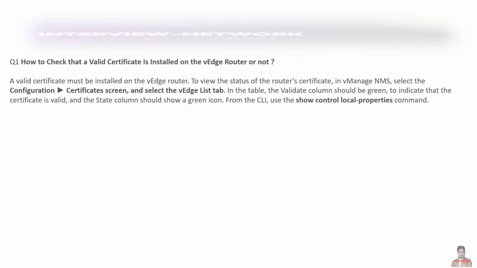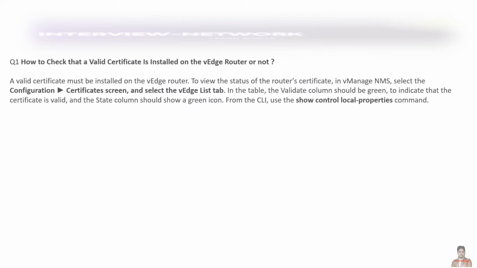In the table, the validate column should be green to indicate that the certificate is valid, and the state column should also show a green icon. So why vManage? You can log into vManage and follow this instruction, where you can see a green box, a green tick, that shows that the certificate is valid.